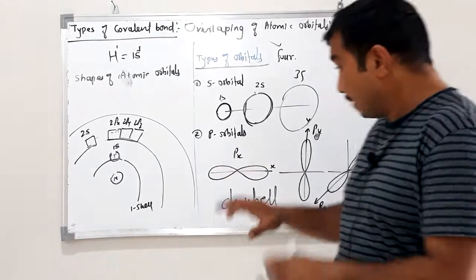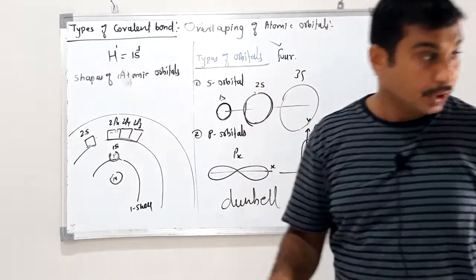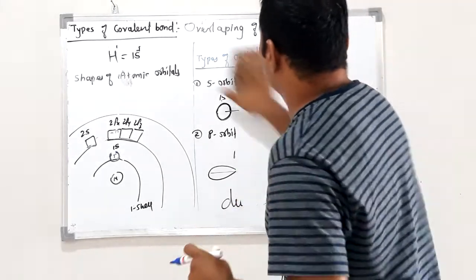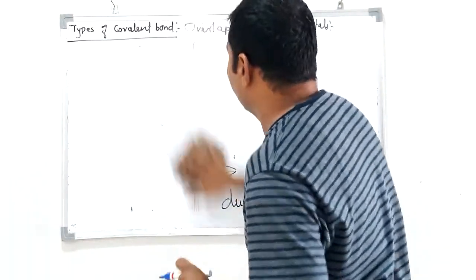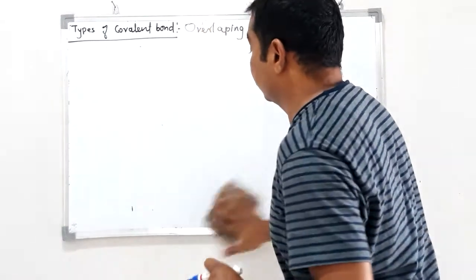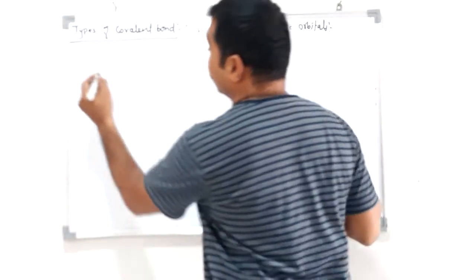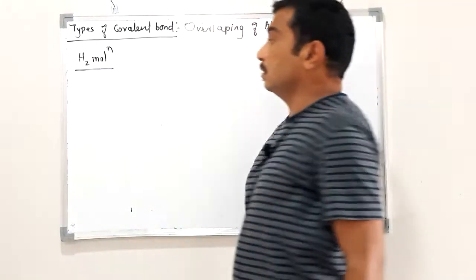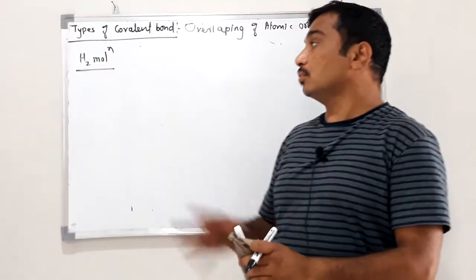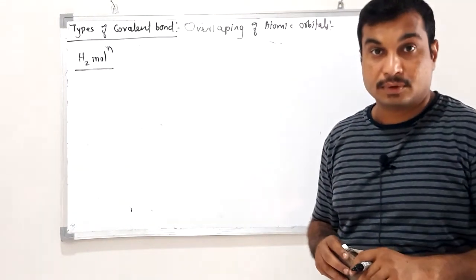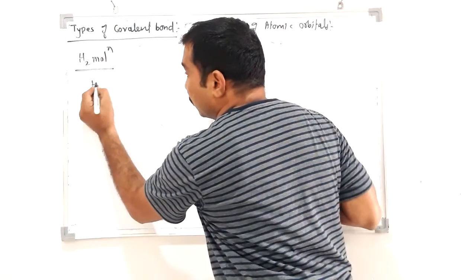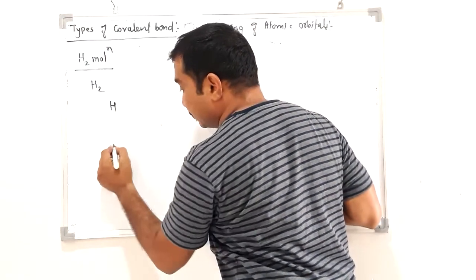Now, by using these atomic orbitals, we want to form bonds between atoms. How? Suppose we want to discuss the formation of a hydrogen molecule. If I ask you how a hydrogen molecule forms, what is your answer? The answer is like this: in a hydrogen molecule, there are two hydrogen atoms.